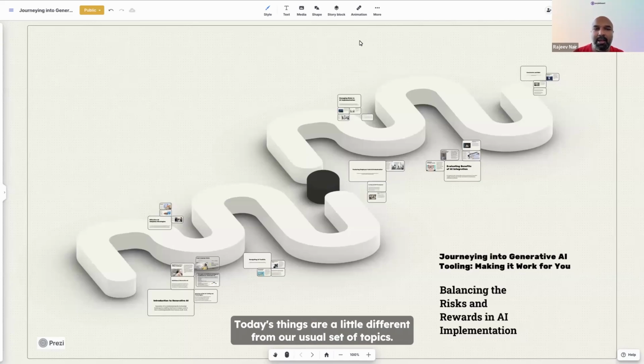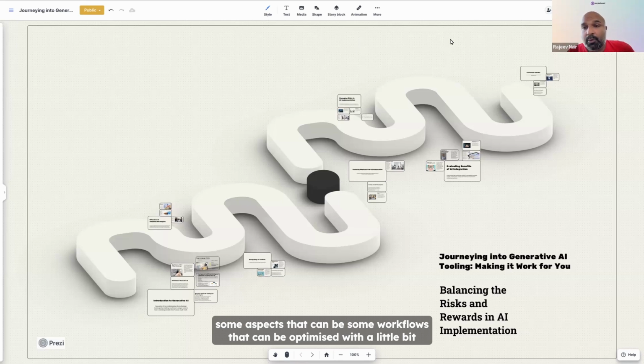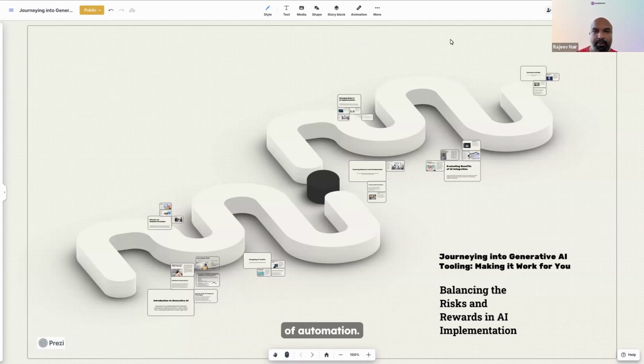Today things are a little different from our usual set of topics. We usually talk about digital accessibility, things that are happening in training, and so on and so forth. But today we're with Pete Preston and the team at Everything AI, and we want to know a little bit about how adopting AI into our workflows is supposed to make it easy for us, right? Not just what we see everyone doing nowadays, where pretty much every job role has some workflows that can be optimized with a little bit of automation.